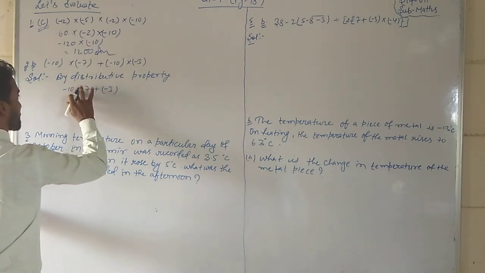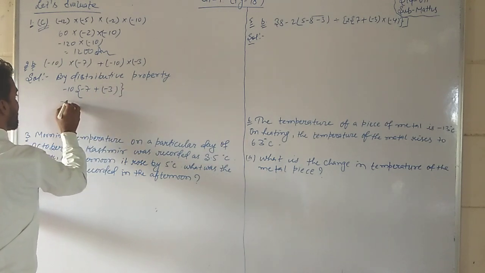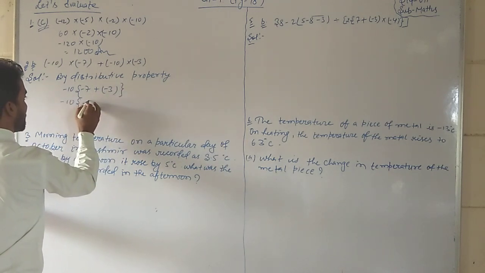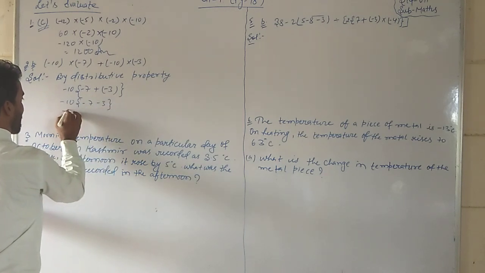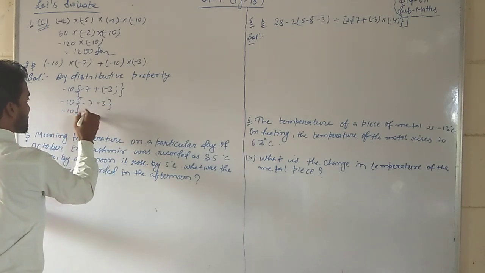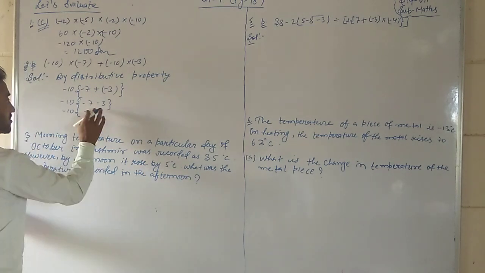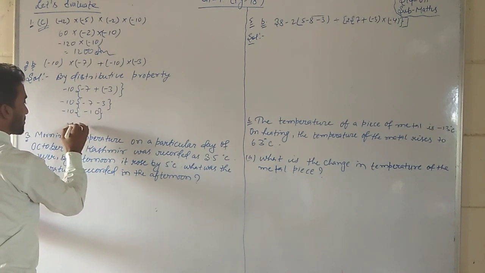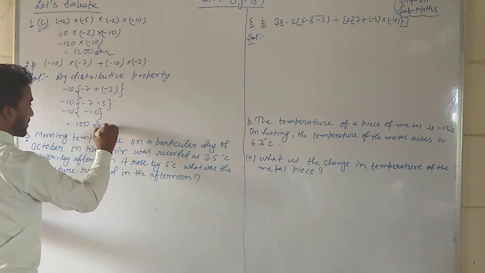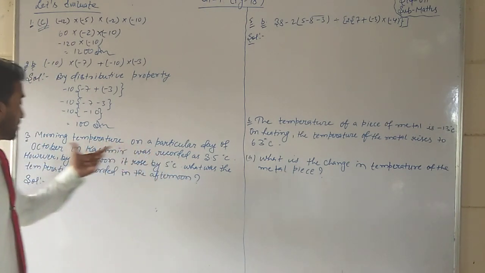So minus 3, minus 10 times minus 7 plus minus 3. Minus 10, minus plus, but the sign will remain the same. Minus 10 into minus 10, what will happen? 100. Minus cancelled.